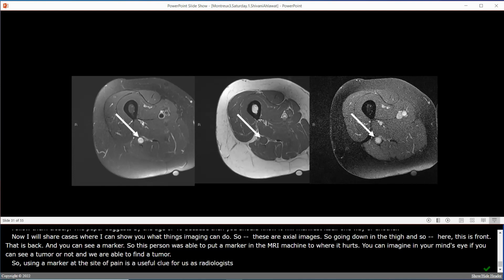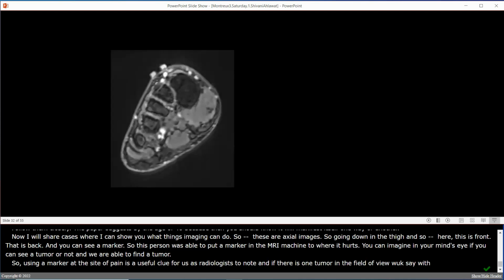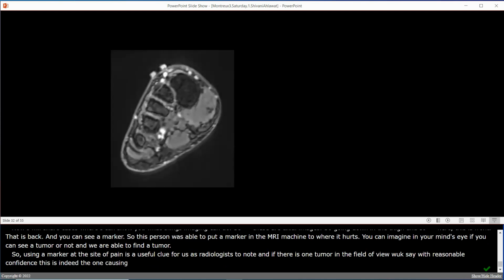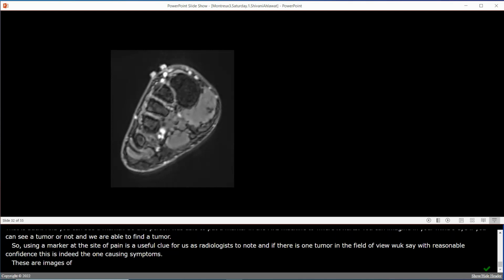And then if there is one tumor in that field of view, then we can say with reasonable confidence that this is indeed the one that's causing symptoms. Here's another example. So these are images of a foot, and we see this dot, and that is the marker on the top of the foot between the first and second toes in the midfoot, and that lesion is very painful, especially when putting on sneakers and tying shoelaces.